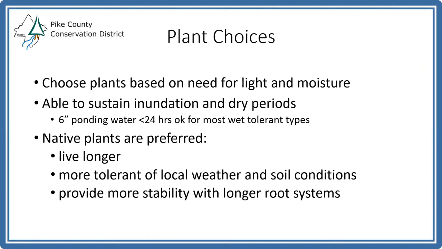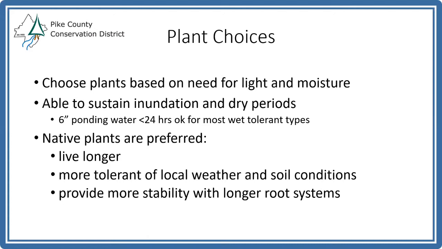When you're choosing plants for your rain garden, make sure you're choosing plants based on the need for light and moisture. Because you're going to have a lot of moisture in that garden, it's important to take into consideration what the plants you're putting in there need and what they can tolerate. You have to pick plants that are able to sustain inundation and dry periods. So if you're not watering this garden outside of rain periods, it has to be able to sustain at least 24 hours in 6-inch ponding water.